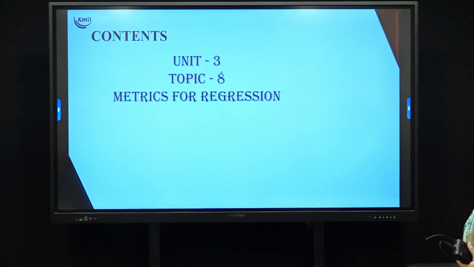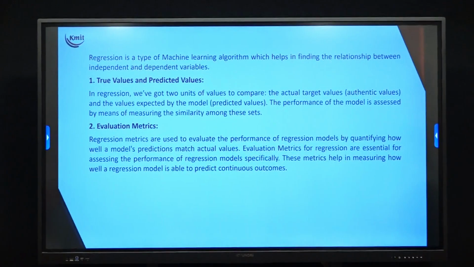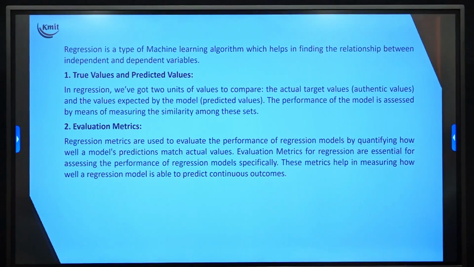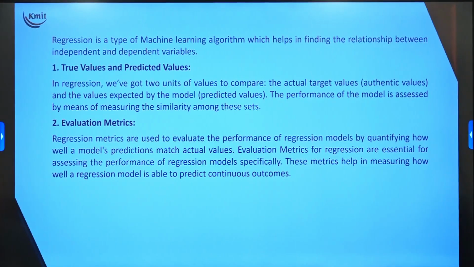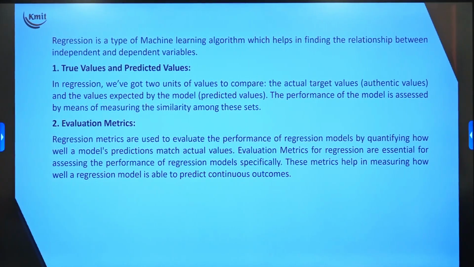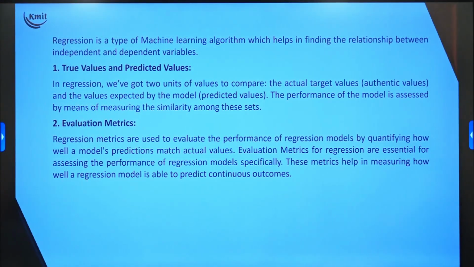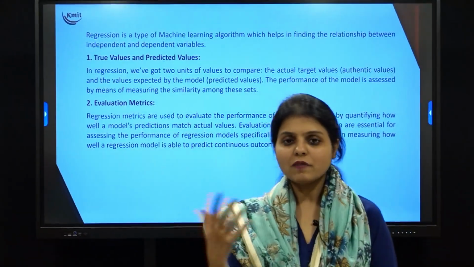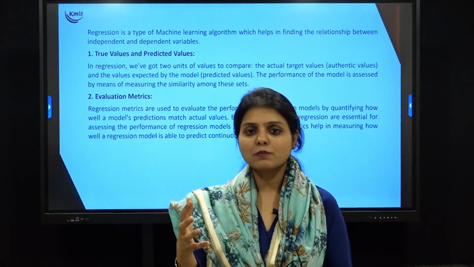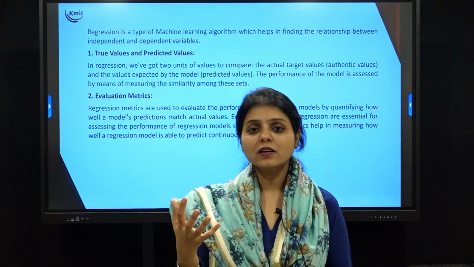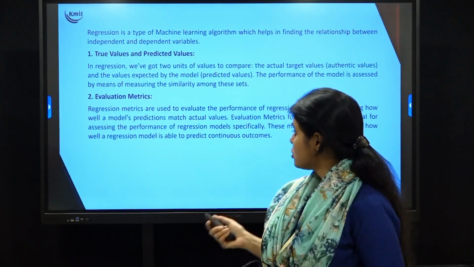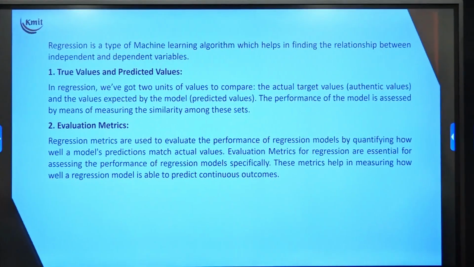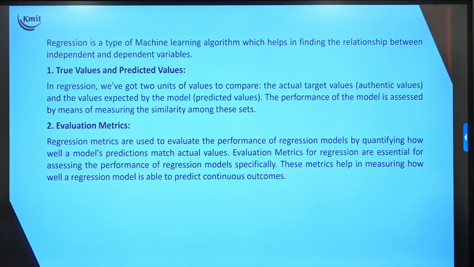So today we will be discussing metrics for regression. We have seen that regression is a machine learning algorithm which helps us find the relationship between independent and dependent variables. If you want to develop a machine learning regression algorithm, not just finding the values but also performance metrics are important, which will evaluate the model's performance.